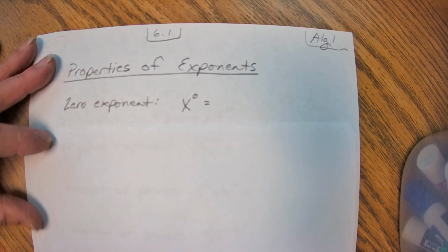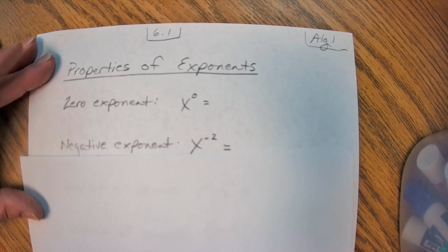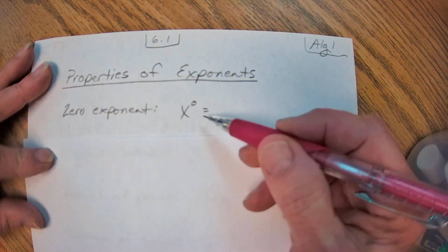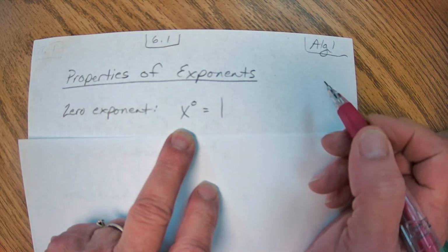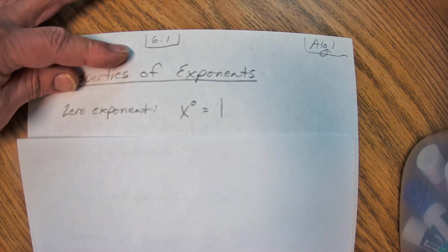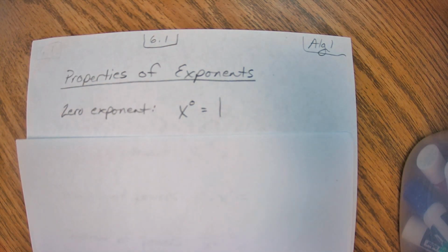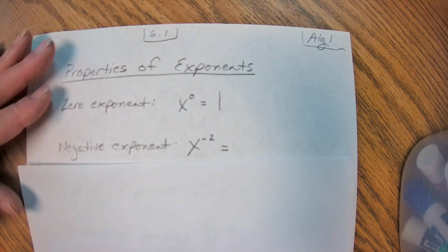Okay, so the first one is the zero exponent. You need to know the rule for this: anything to the zero power is equal to 1. I'll show you why this works in class. But for right now, you're just going to write down for your notes all of the properties of exponents.